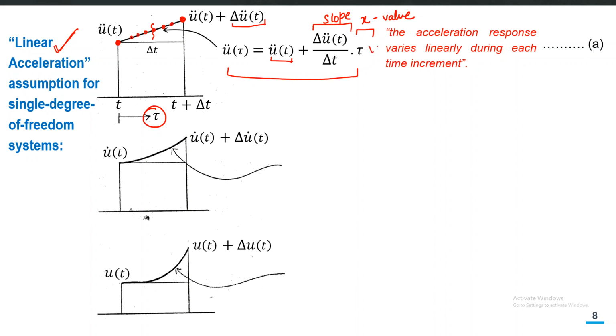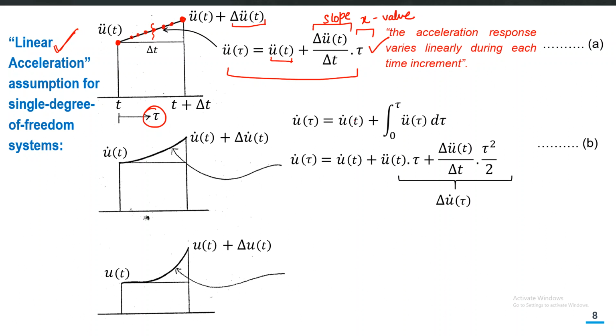So this is the equation of a straight line, and it simply says that the acceleration response varies linearly during each time increment. So acceleration will be different for different time increments, but within a particular time increment it varies linearly. The result of this assumption is very useful: if we assume that the acceleration is varying linearly, we can write the straight line equation, and then we can integrate that equation to finally calculate the variation of velocity, because if we integrate acceleration we get velocity.